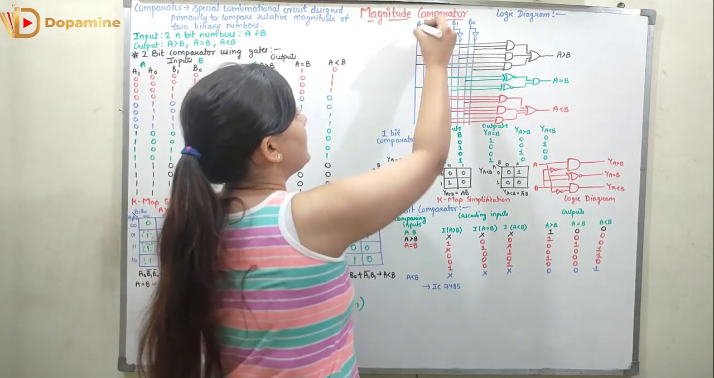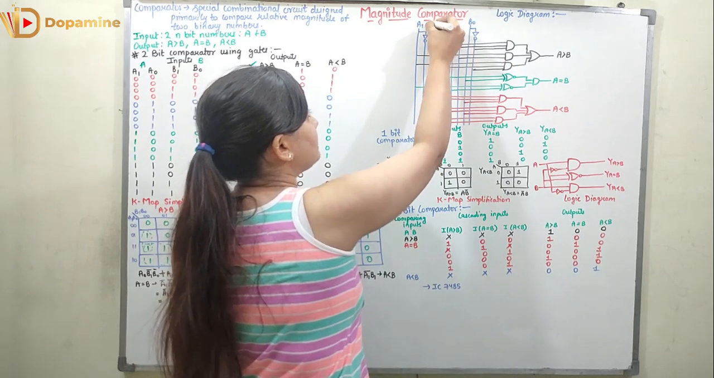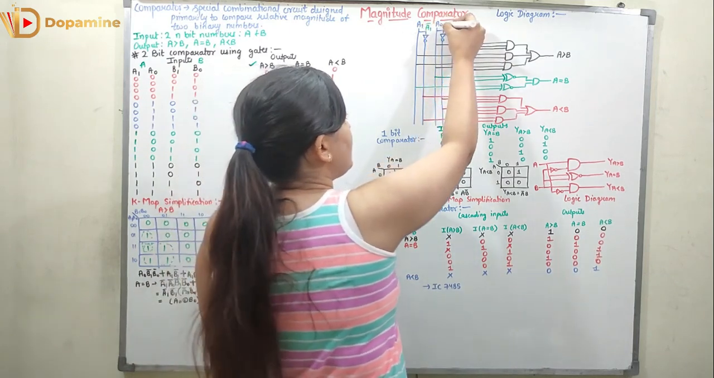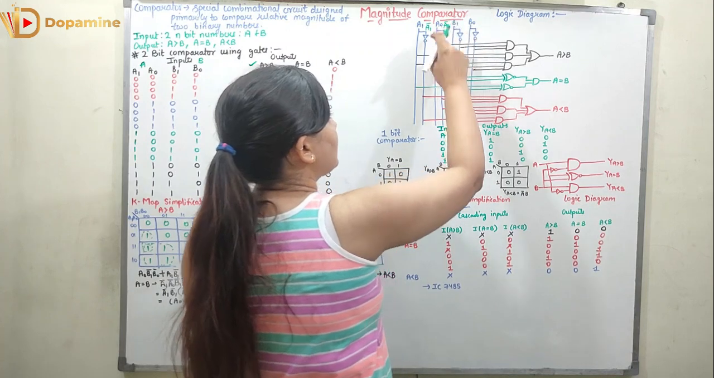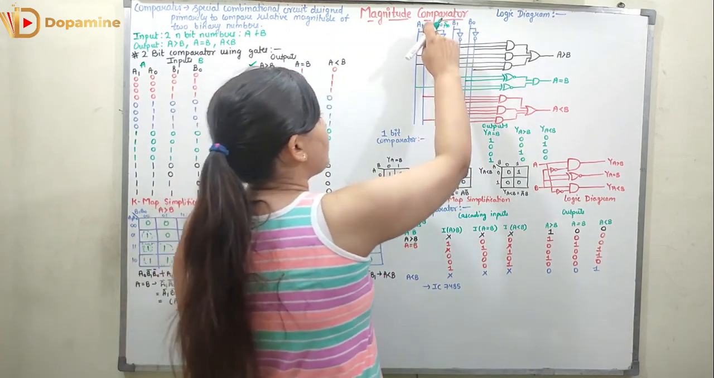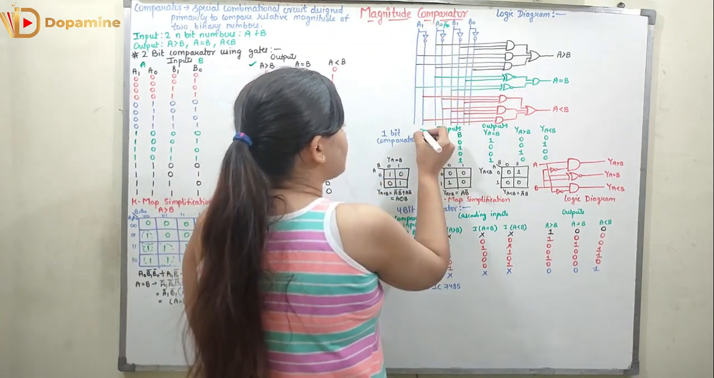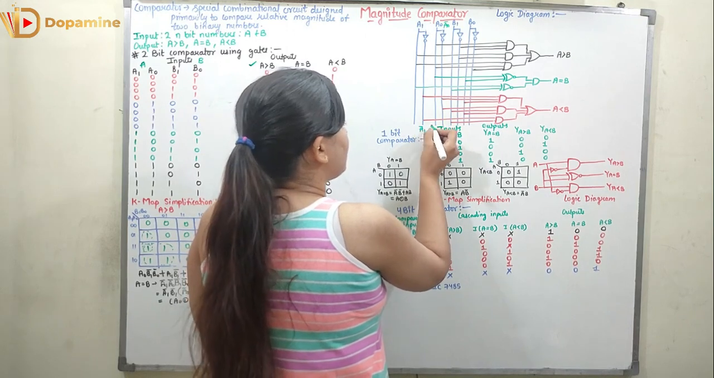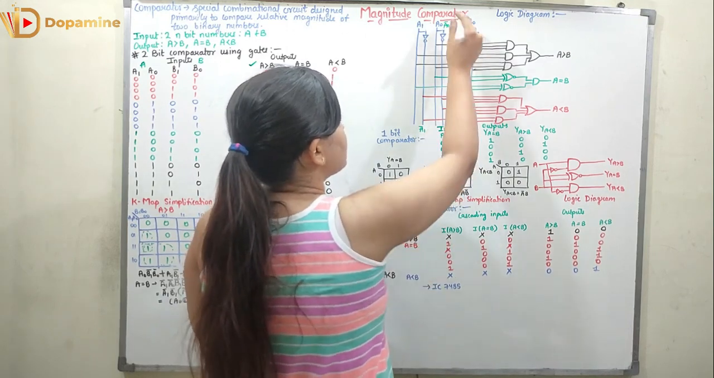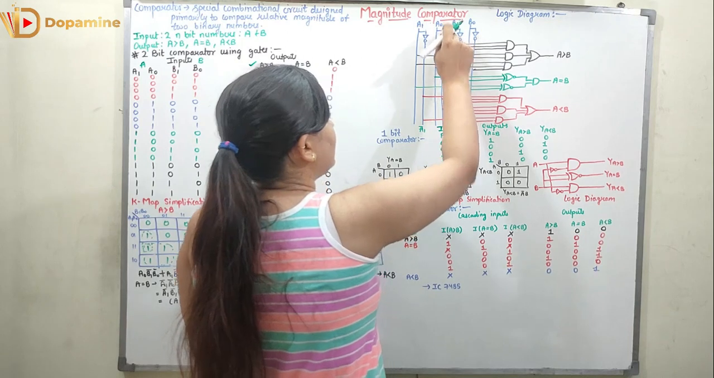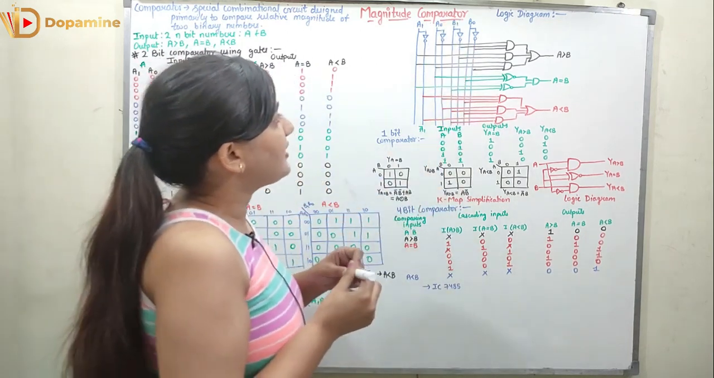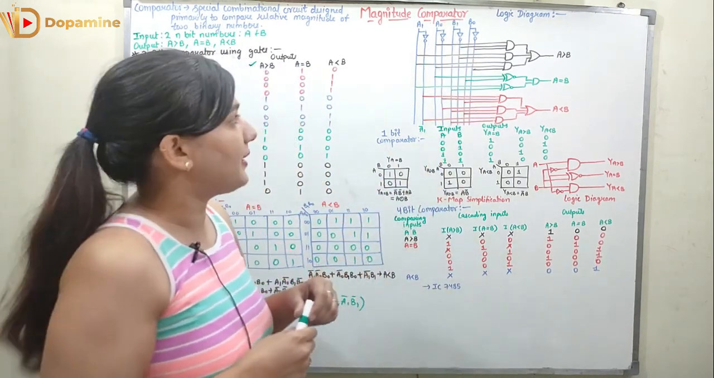Here we will be having A1 bar. Similarly we have A0 bar, right over here. This is representing A1 bar, not here. Here it is representing A1 bar, right? Similarly here it is representing A0 bar, not here, right? Similarly we have B1, B1 bar, B0, B0 bar.